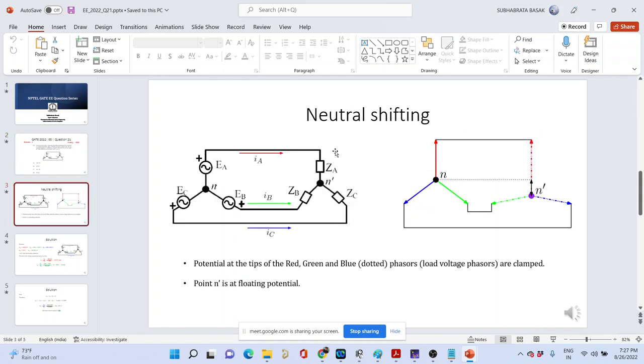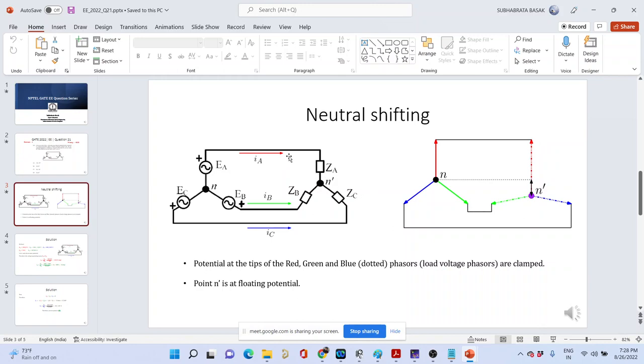Okay. So you see these two points. This point is connected to, where? To EA. This point is again connected to EB with a wire, and again this point is connected to ZC with a wire. So the potentials at these points are fixed. I am representing each of these voltages by a phasor over here. The red voltage is the EA phasor, the green voltage is the EB phasor, and the blue voltage is the EC phasor. You see the tips of these phasors are fixed to these points. So the potential of this is equal to the potential of this. So the potentials at the green tip, the blue tip and the red tip are fixed.